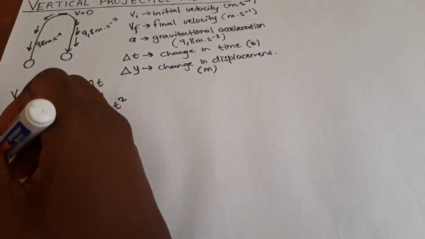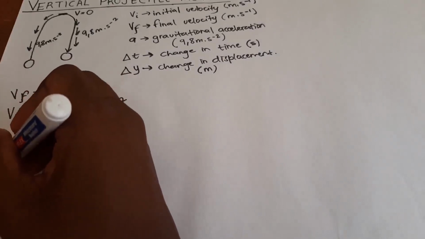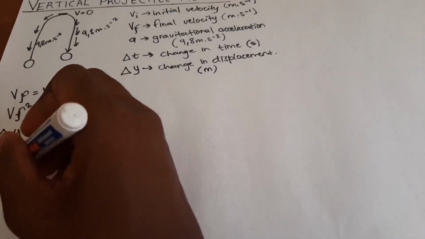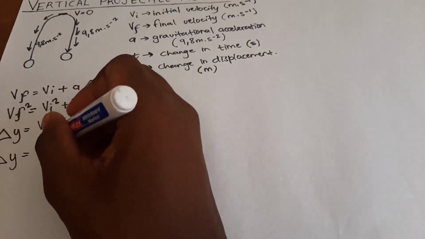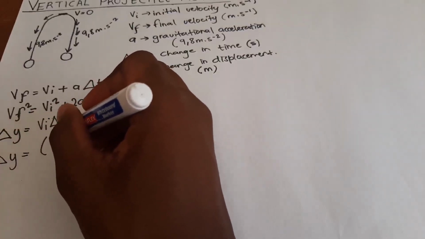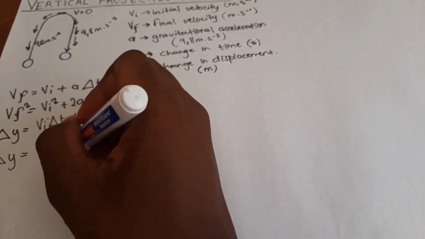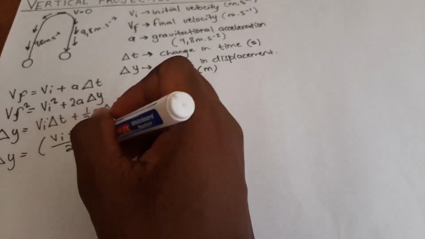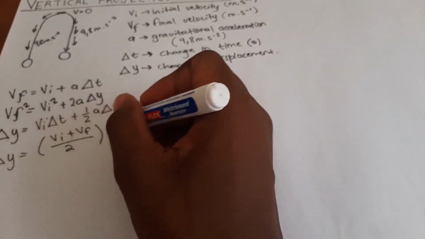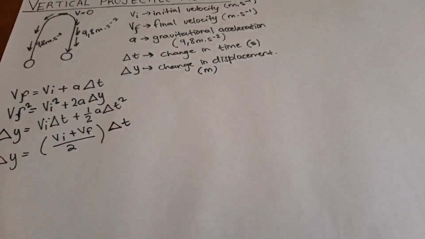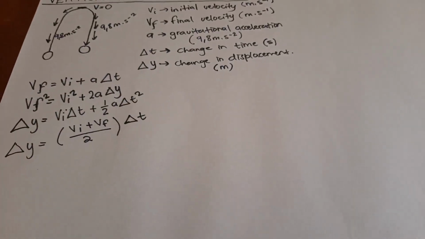Okay, this is the second one, and we have change in y, which is going to be the last one. Change in y is equal to Vi plus Vf over 2, change in time. All right, that's how it goes. These are all equations that we're going to be using in calculating examples or scenarios that are being given.